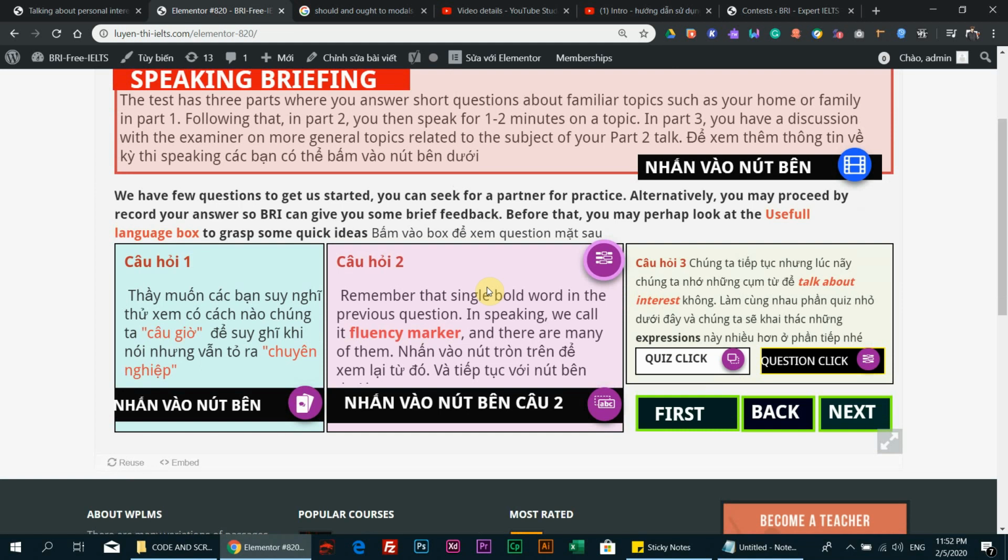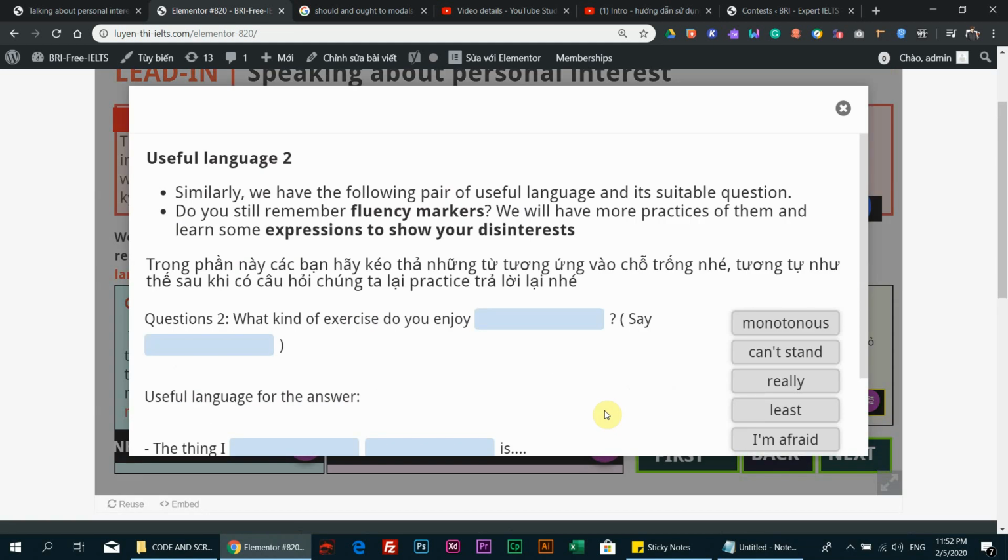We have our rule of thumb, sorry, that we have to go from the top to the bottom, left to right. Okay, so then we go to the right, this one. So press the button for the second part of question 2. Okay, so we use language. We have the instruction saying, similarly, we have the following pair of useful language and its suitable question.